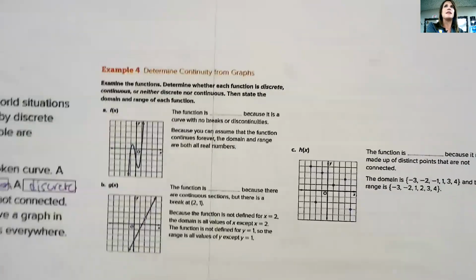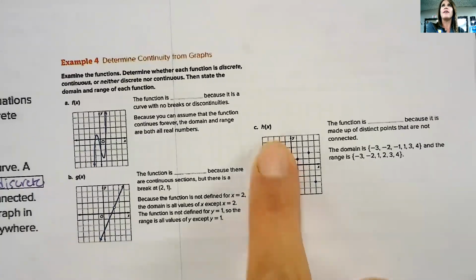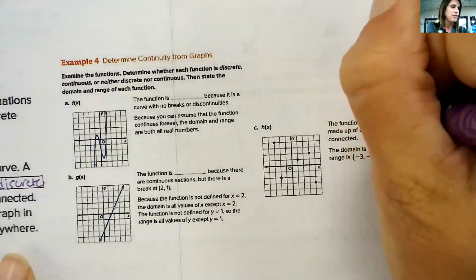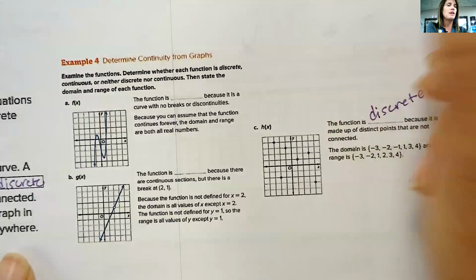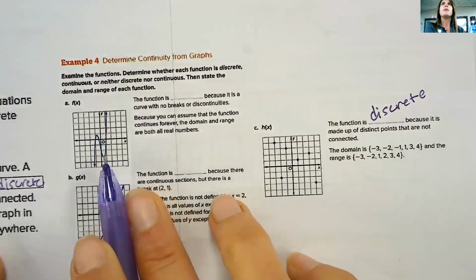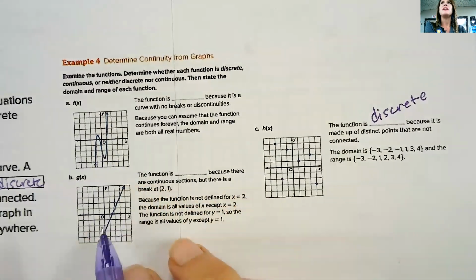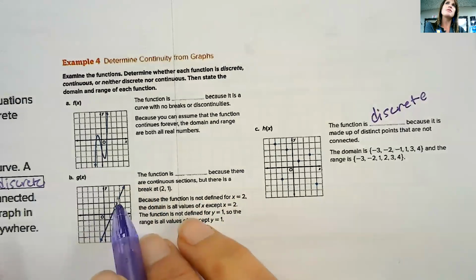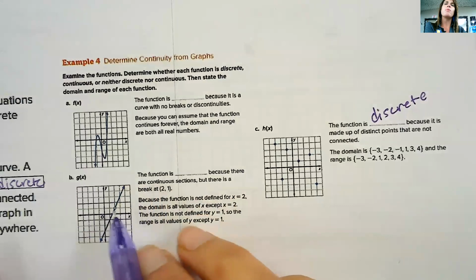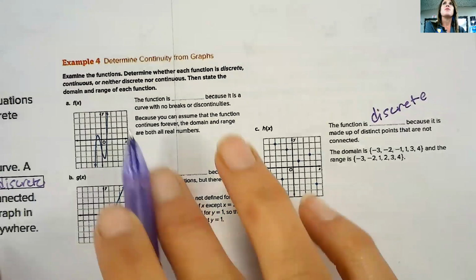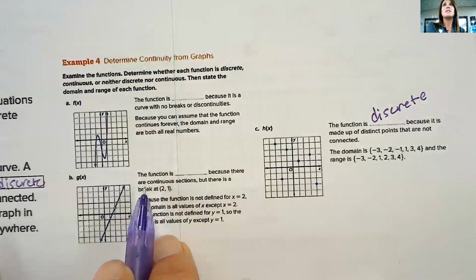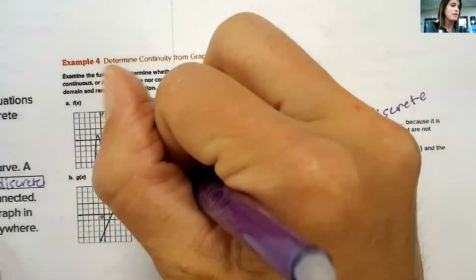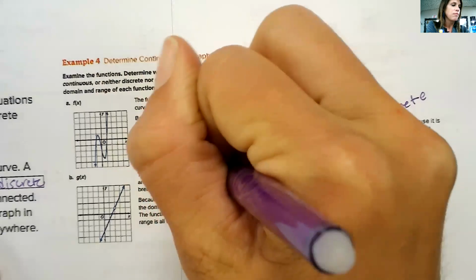So when we look at A, B, and C, I think C is really easy to identify. That's discrete. Look at it. It's got polka dots. That's discrete. A bunch of individual events is a discrete function. Look closely at B, you're going to see a little break in it. Okay, but it's continuous. There's stuff that's connected. There's just one little point where it splits. So it would be discontinuous, but our options are discrete, continuous, or neither. So this one is neither.